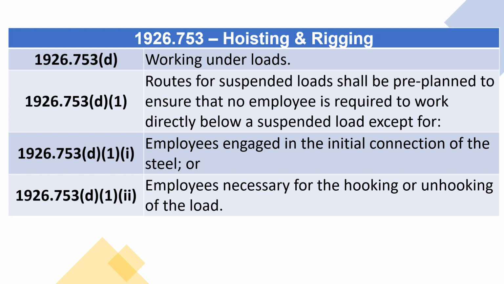1926.753(d)(1): Routes for suspended loads shall be pre-planned to ensure that no employee is required to work directly below a suspended load except for 1926.753(d)(1)(i) through (ii): employees engaged in the initial connection of the steel, or employees necessary for the hooking or unhooking of the load.